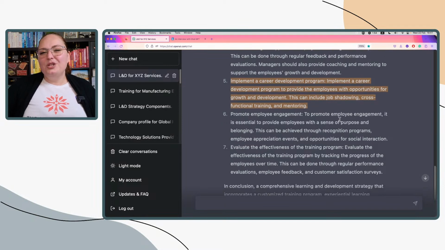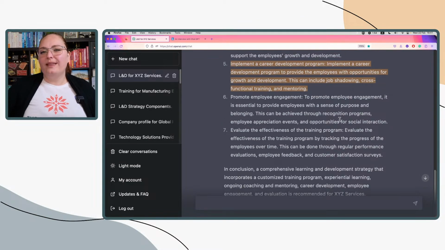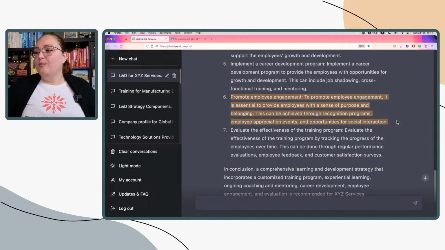It's giving me essentially a list of things that I could do without giving me any specifics based on the data that I fed it. Promote employee engagement. It's essential to provide employees with a sense of purpose and belonging. I mean, again, on a fundamental level, that's correct. This can be achieved through recognition programs, employee appreciation events, and opportunities for social interaction.